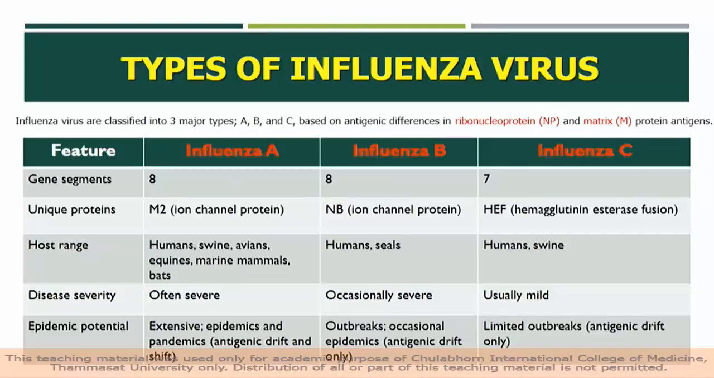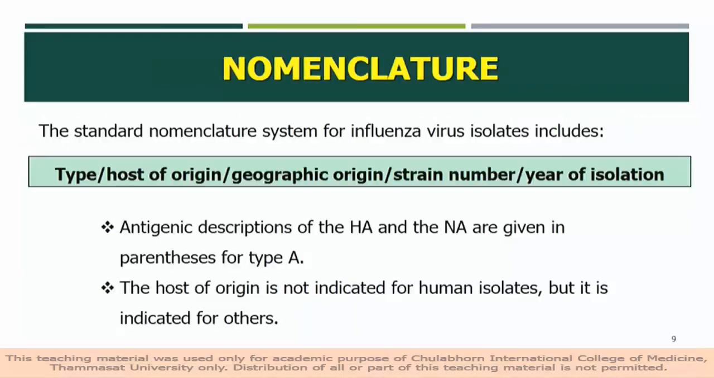The disease severity of influenza A virus is often severe, while influenza B is occasionally severe and influenza C is usually mild. For the nomenclature of the influenza virus, the standard nomenclature system for influenza virus isolates includes types, which is A, B, or C, and host of origin, such as avian or swine, but host of origin is not indicated for human isolates.